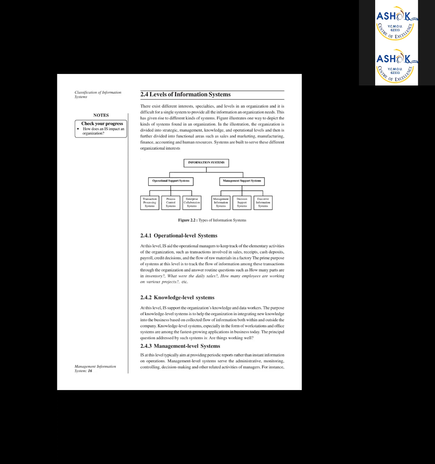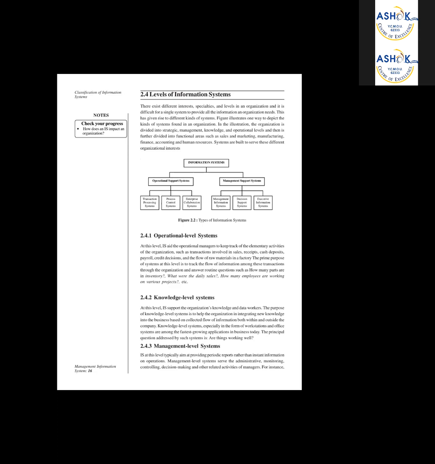Second, knowledge level system. At this level, information systems serve the organization's knowledge and data workers. The purpose of knowledge level systems is to help the organization in integrating new knowledge into the business, based on collecting the flow of information both within and outside the company. Knowledge level systems, especially in the form of workstations and office systems, are among the fastest growing applications in business today. The principal question addressed by such systems is, are things working well?